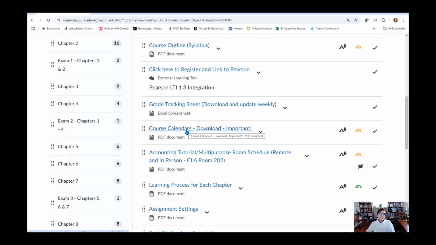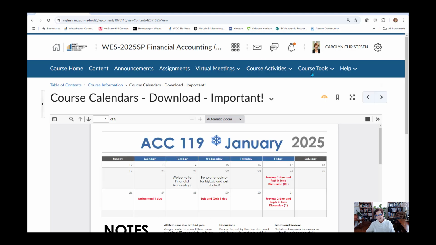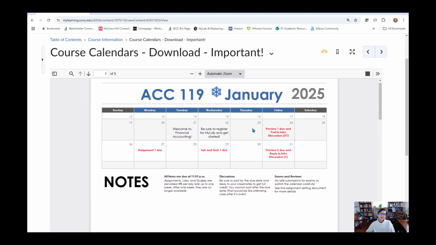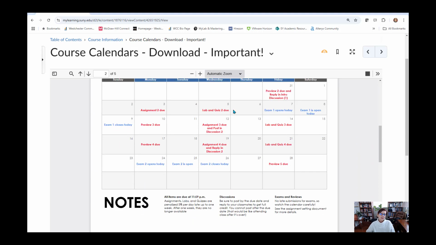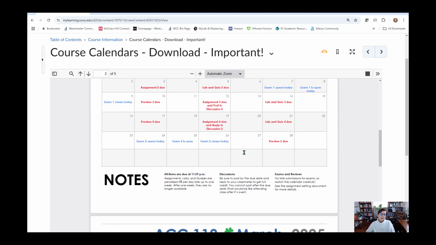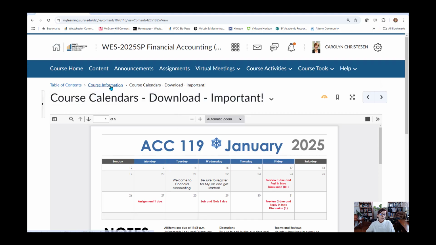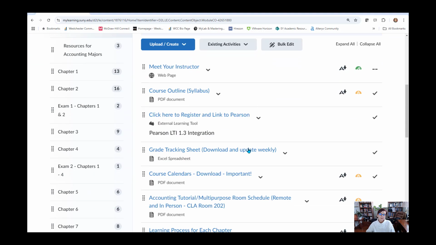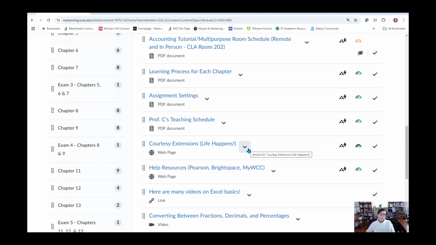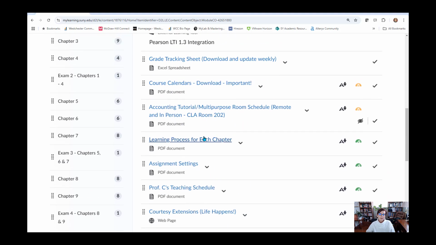Here are course calendars. This is important. Every grade, every item is not in our Brightspace calendar, but every item is in this calendar. So use these calendars to make sure you keep track of due dates. Okay. They also do appear in Pearson. What else? All right. So please take a look at these.